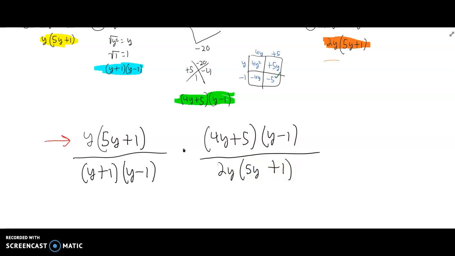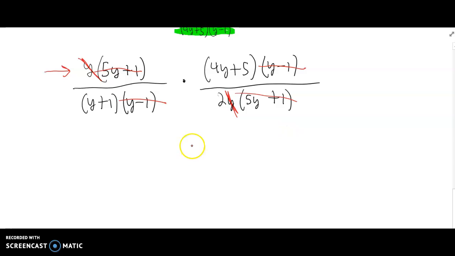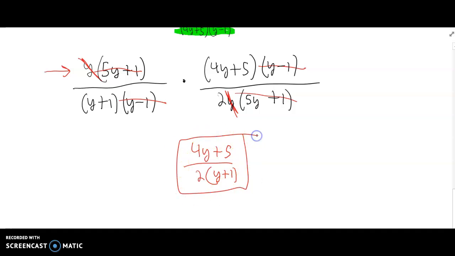Great, now we're ready to cancel. These will cancel even though they're in different fractions because it's numerator to denominator. Same thing here. And actually, these single y's out front, we can cancel as well. And we're left with 4y plus 5. We can keep the parentheses, doesn't matter. And the bottom, we have 2 times y plus 1. Nothing left to cancel. This is our final answer.